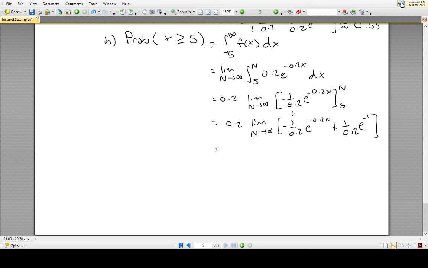Okay, and if I let n go to infinity, well, the only place that you see n in this line is in the exponent here. As n gets really, really big, this becomes a really, really huge negative number in the exponent. So this, as n goes to infinity, is going to go to 0. So that means that at the end of the day, our probability is 0.2 times 1 over 0.2 e to the negative 1, and that works out to be approximately 0.37. So the probability of the customer leaving any time after 5 years is approximately 0.37.